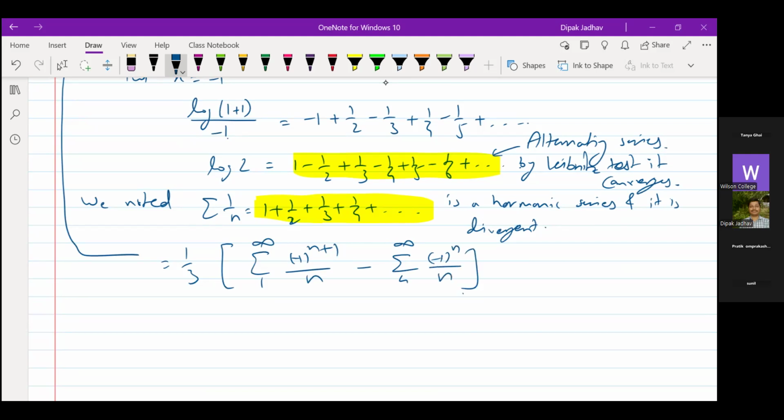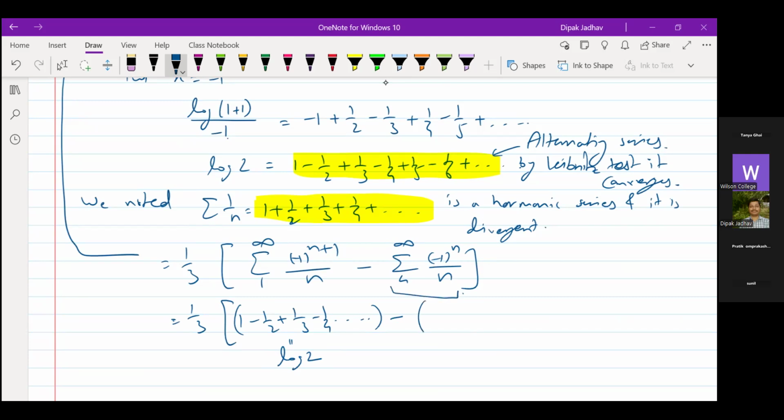So if you expand this first sum, 1 minus 1 by 2 plus 1 by 3 minus 1 by 4 and so on, this first sum converges to log 2. What about the second sum? Where does it converge?